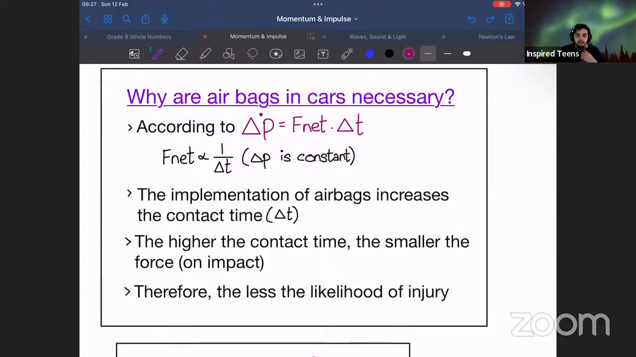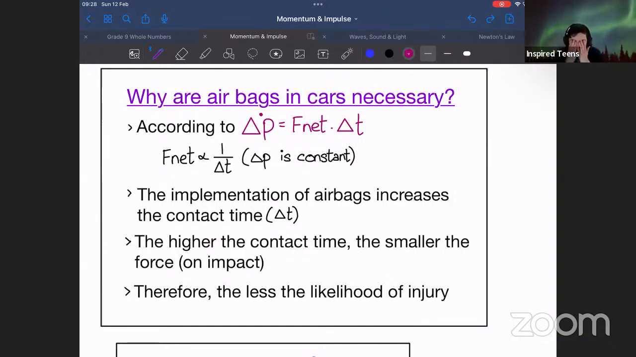So again, with the theory aspects, you need to just memorize most of it and understand it. The chances they could ask it, they couldn't ask it, but you need to know it. So F net is inversely proportional to delta t. The implementation of airbags in a car increases the contact time. The higher the contact time, the smaller the force on impact, and therefore the less the likelihood of injury.